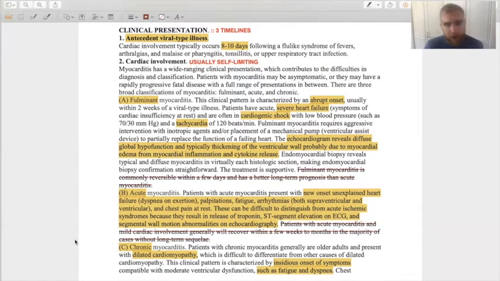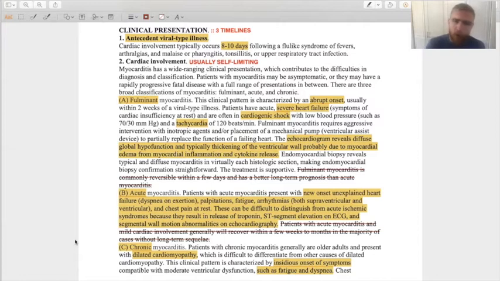Tachycardia to compensate, right? Echo is going to reveal a floppy heart, basically, that's got diastolic dysfunction and a lot of scarring in it. Acute myocarditis is going to be the same thing, but it's going to have a little bit of a gentler slope to it. You're going to see ST segment elevation on ECG. You're going to see wall motion abnormalities.